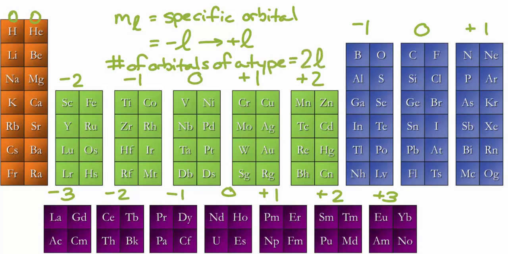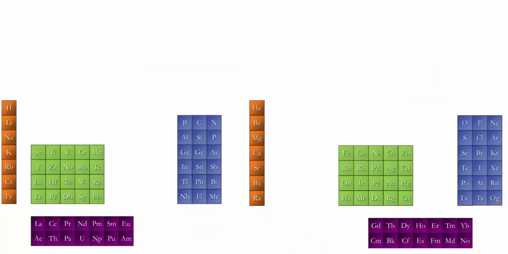Now, the number of orbitals for a specific type is going to be 2l plus 1. 2 times 0 plus 1 is 1 orbital. 2 times 1 is 2, plus 1 is 3 for the p section. 2 times 2 is 4, plus 1, giving us 5 for the d section. And 2 times 3 plus 1 gives us 7 for the f section.